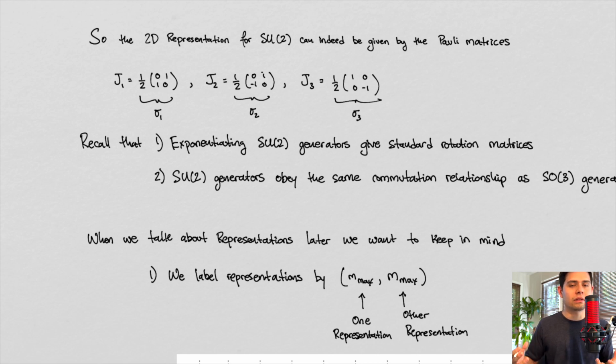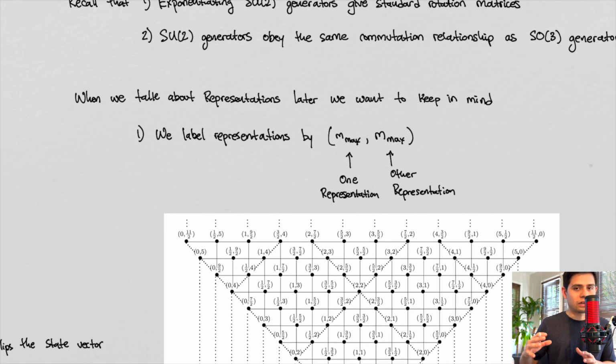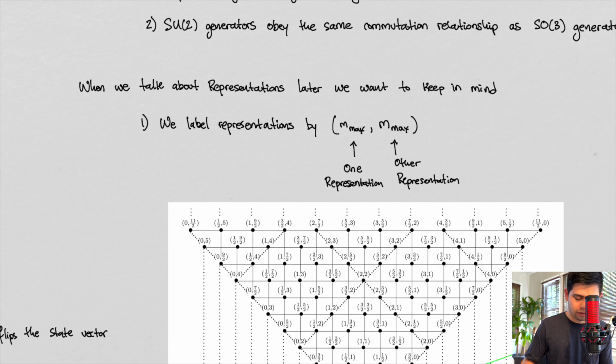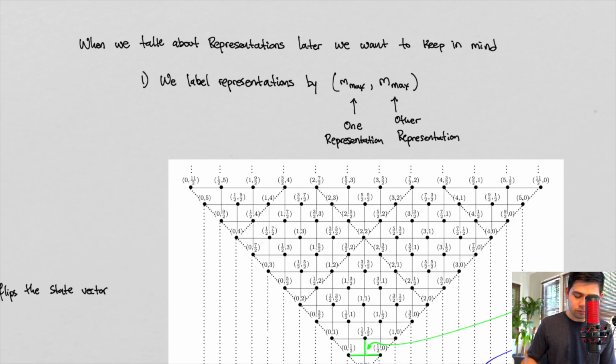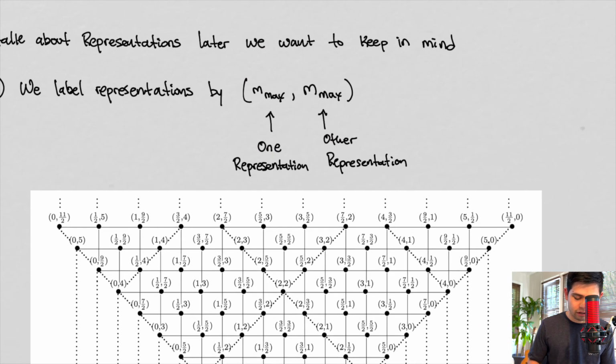What exactly are the things that they're acting on? We're going to get to that question, and we're going to see how they're all related to the Lorentz group. So when we talk about these representations, later we want to keep in mind how we label these representations, which is going to be this way right here.